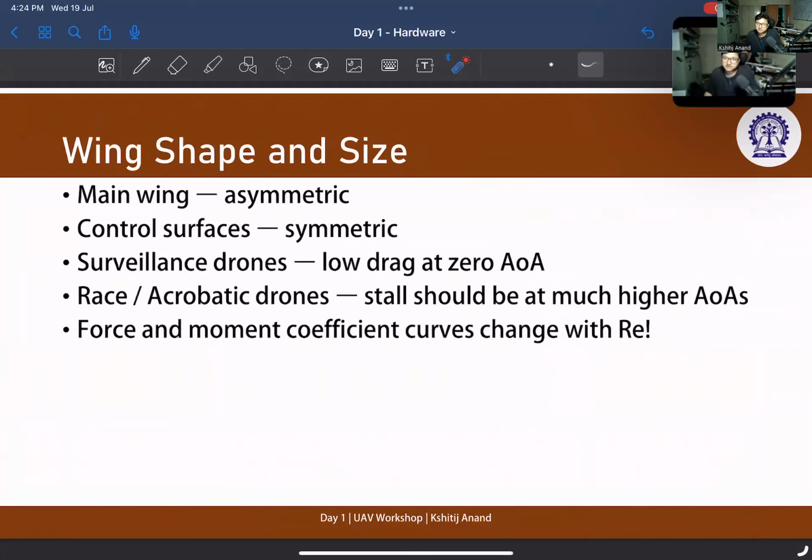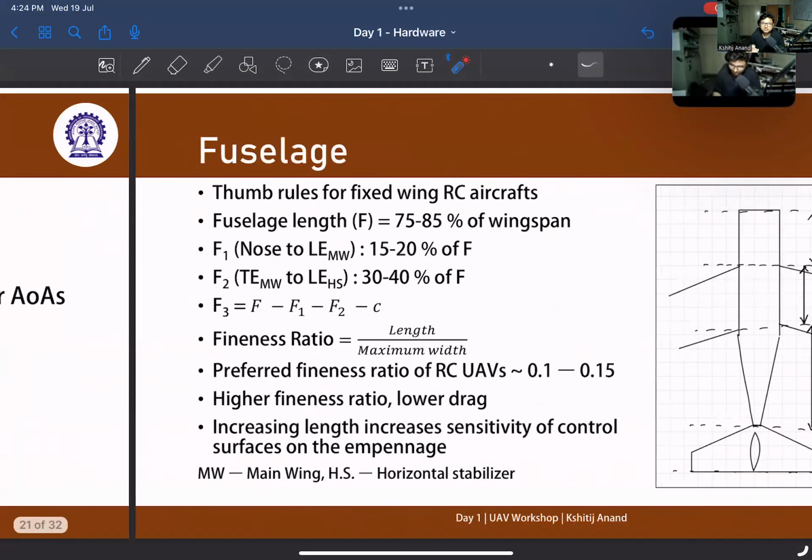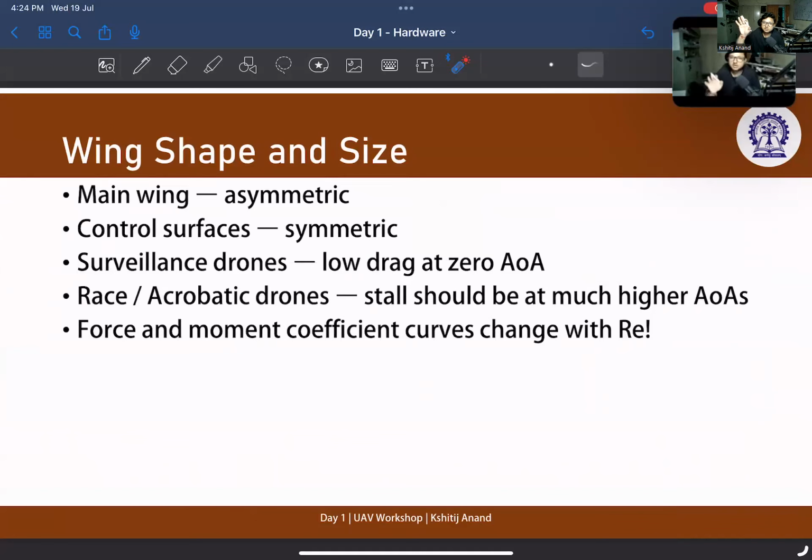Wing shapes and sizes. So finally, making a final comment on wing shape and size. You want your main wing, the wing that is going to generate most of the lift, to be asymmetric, so that even if you are flying at zero angle of attack, you have nice lift. The control surfaces, the ailerons, the elevator, the rudder that we'll discuss later, should be symmetric in nature, because they're going to go up and down, and their effectiveness in going up and down should be similar. That is why they should be symmetric.